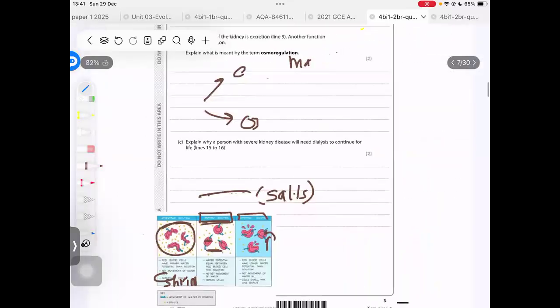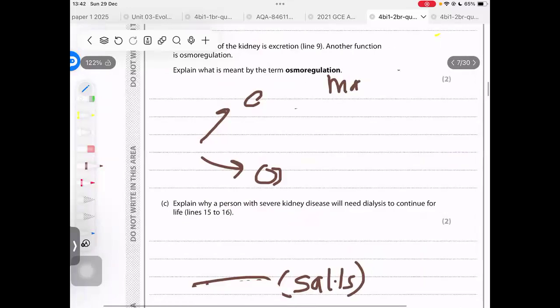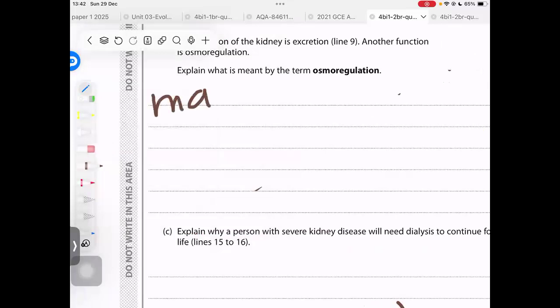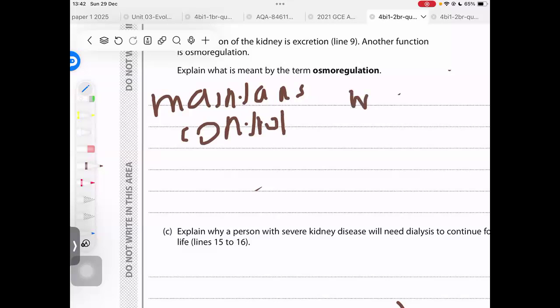Okay, now they have asked for the definition of osmoregulation. You can write: maintains water level of the body. The word maintain should be there, or else you can write control as well. Control is also given marks. Maintains or controls the water level of the body, or the water level of the plasma.